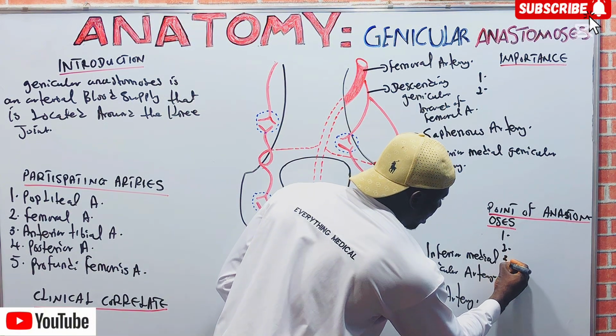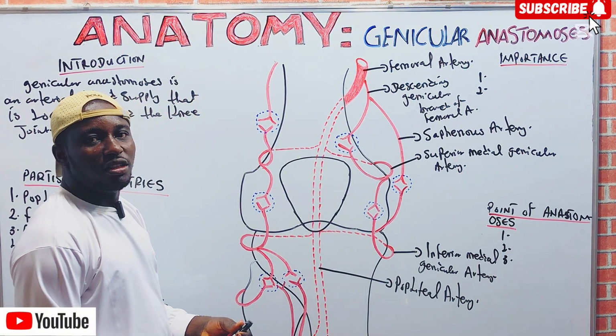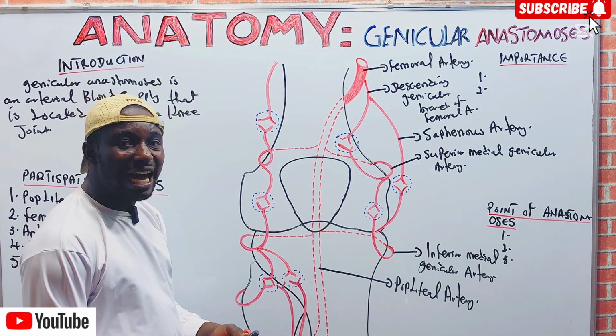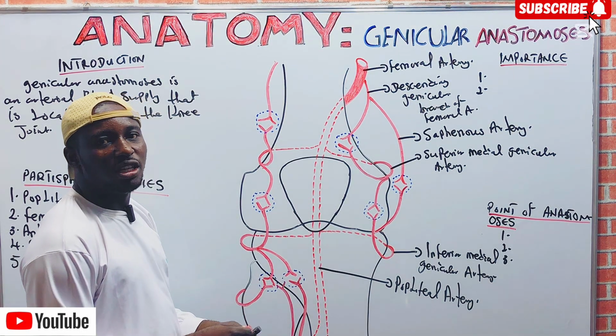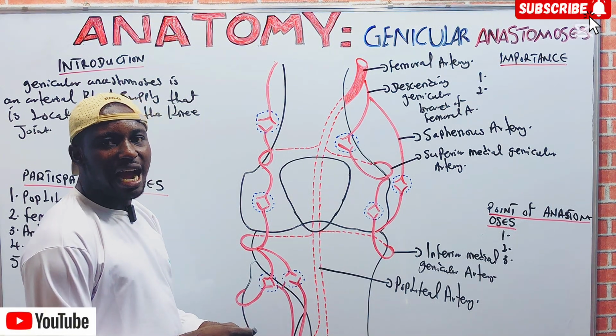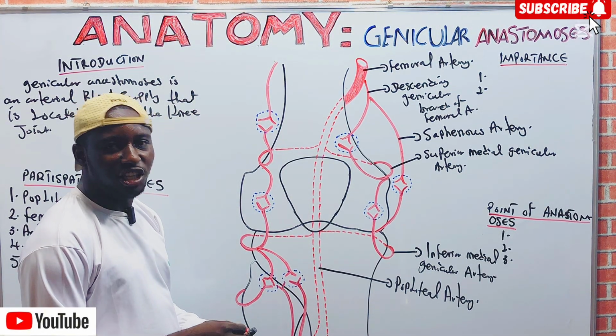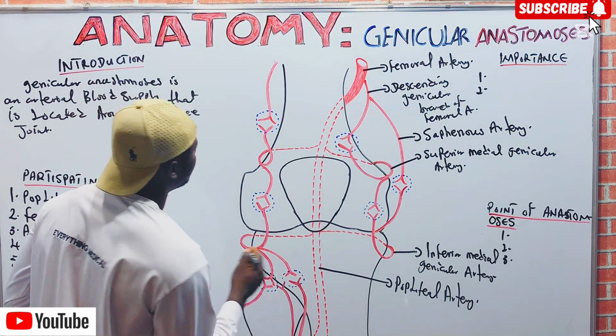Now, the third point of anastomosis is that the superior lateral genicular artery anastomoses with the descending branch of the lateral circumflex femoral artery, and the inferior lateral genicular artery. Now see it here.